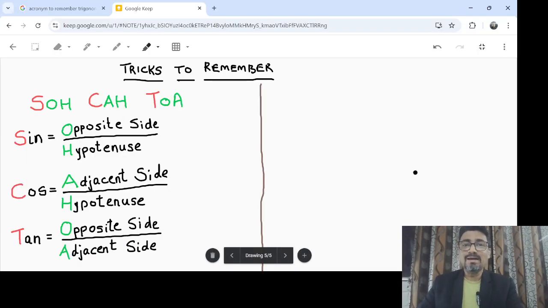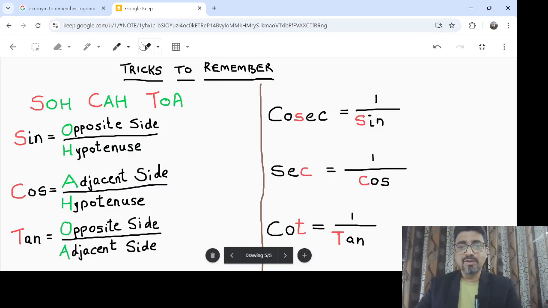And now that we have learned the six trigonometric ratios, let us understand some tricks to remember the names and their definitions. The first three trigonometric ratios, sine, cos, and tan, can be remembered using this mnemonic, the acronym SOHCAHTOA. That is SOH, that is sine stands for opposite upon hypotenuse. CAH, that is cos, which is equal to adjacent upon hypotenuse, and TOA, that is tan, is equal to opposite upon adjacent.